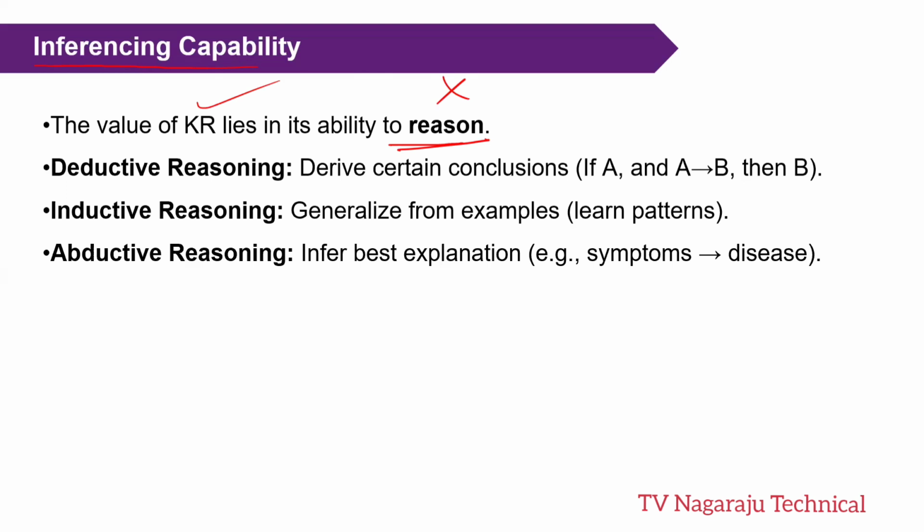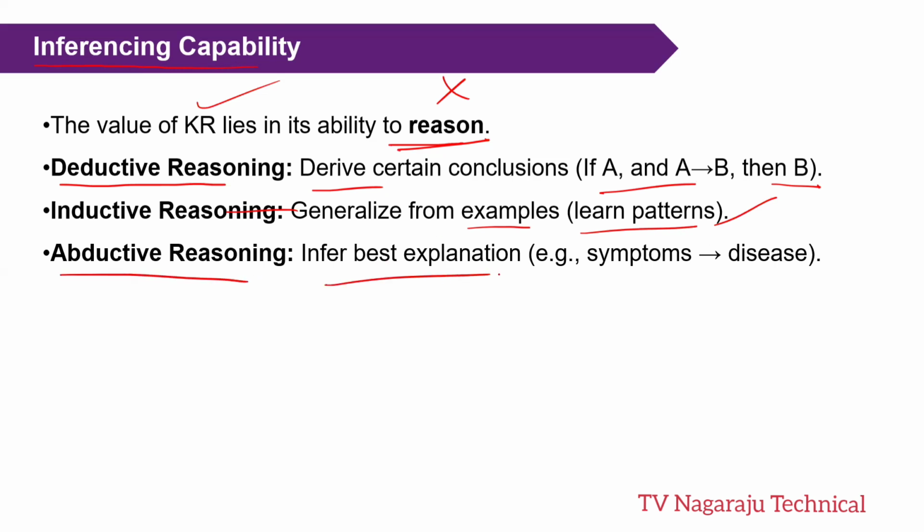What are the different kinds of reasoning? Deductive reasoning simply derives logically certain conclusions. Suppose A and A implies B, obviously it is B. Inductive reasoning means generalizing from examples, that is, we are learning information from the available pattern. Abductive reasoning is simply inference to the best explanation. Suppose you have fever and cough, maybe flu. So these are the inferencing capabilities.